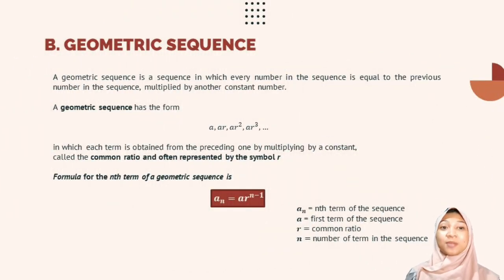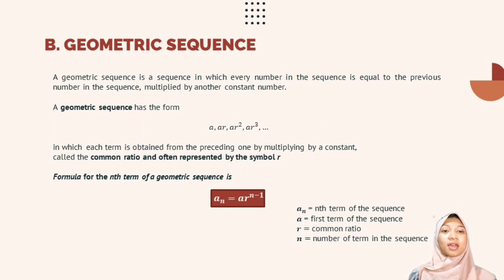Okay, next is geometric sequence. A geometric sequence is a sequence in which every number in the sequence is equal to the previous number in the sequence multiplied by another constant number. A geometric sequence has the form a, a times r, a times r squared, a times r cubed, in which each term is obtained from the preceding one by multiplying by a constant called the common ratio, often represented by the symbol r.